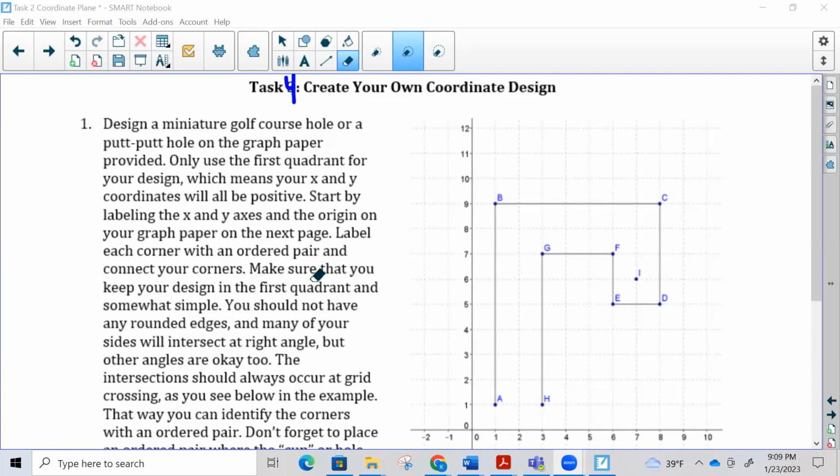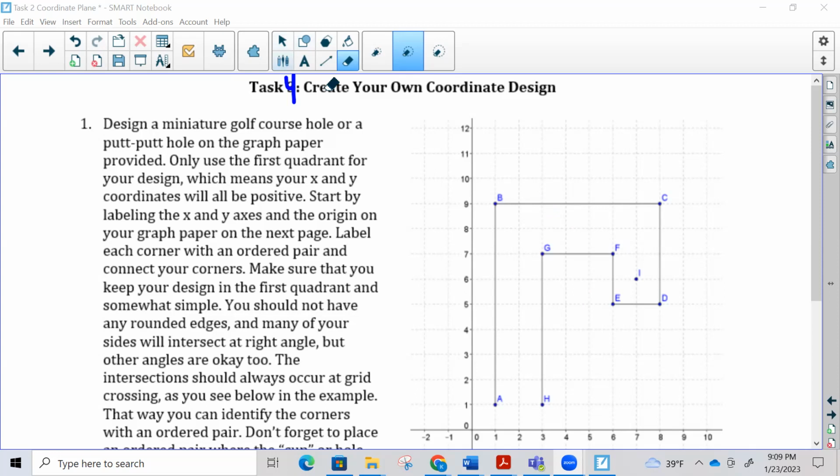You're going to make sure that you keep your design in the first quadrant and somewhat simple. You should not have any rounded edges, and many of your sides will intersect at right angles. It is okay to have other angles too, but it's generally easier if you just have right angles. The intersections should always occur at grid crossings, as you see in the example.